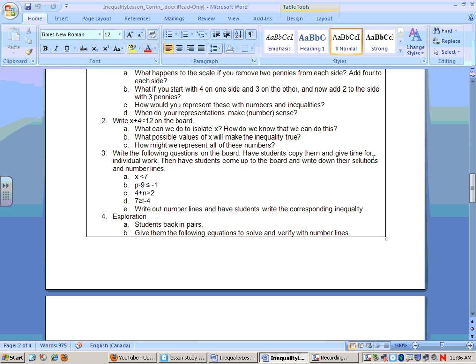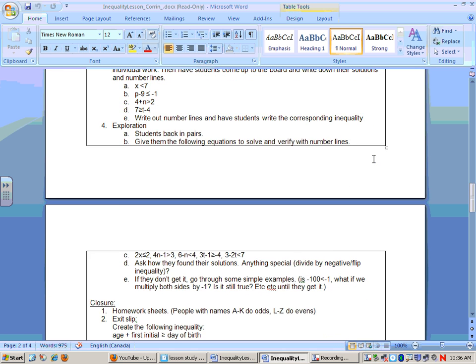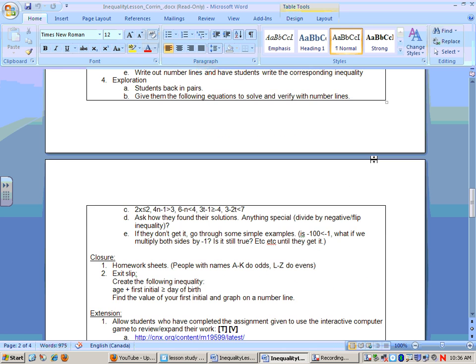Then we just did some questions on the board, did a little bit of an exploration. The exploration kind of went into multiplication and division. Hopefully they figured out that when you divide or multiply by a negative, they have to flip the inequality.